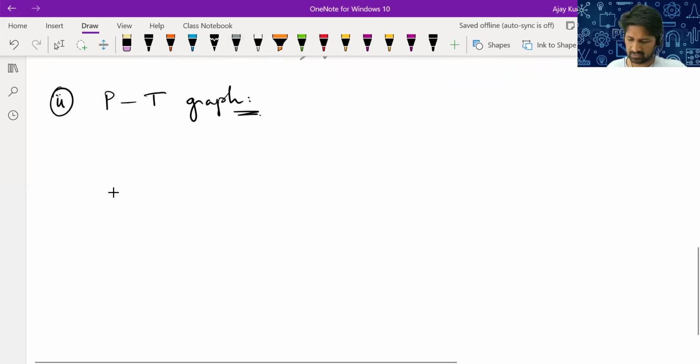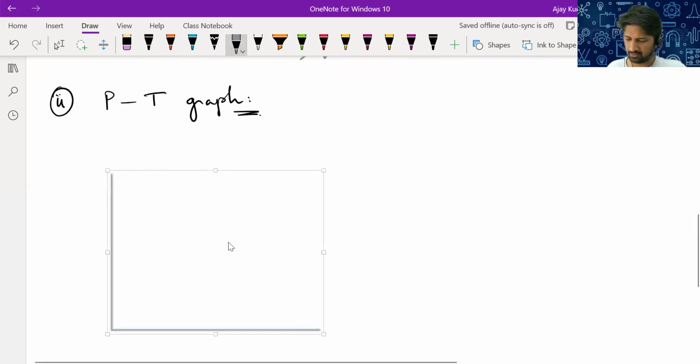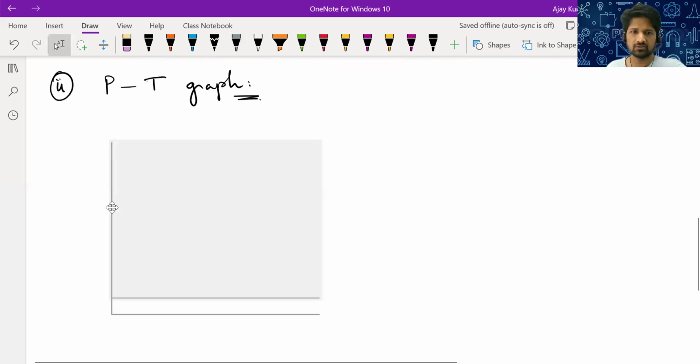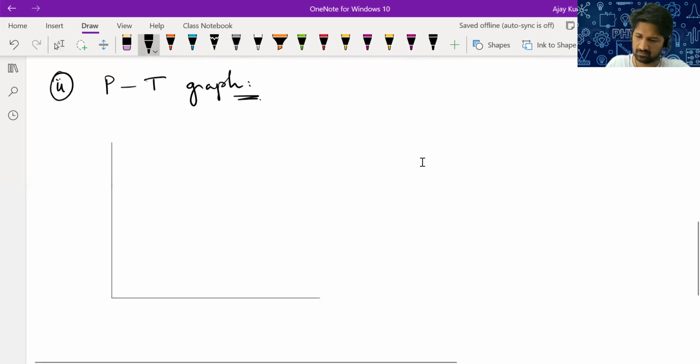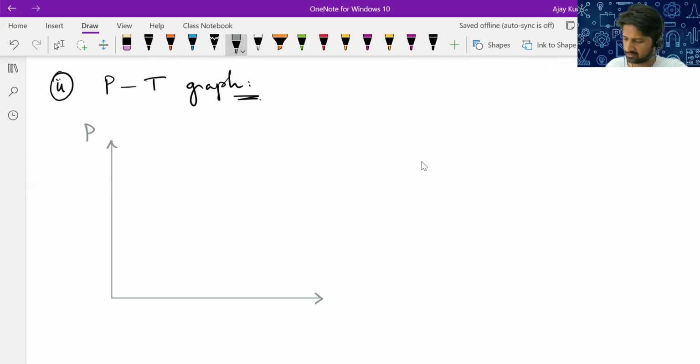Now, if you draw the pressure temperature graph for an isothermal process, we are still dealing with isothermal process only. Isothermal means what? Temperature is constant. Suppose you choose to keep pressure on the y-axis and temperature on the x-axis. Temperature is constant. Temperature is on x-axis. Means for this graph, the x coordinate will be constant.